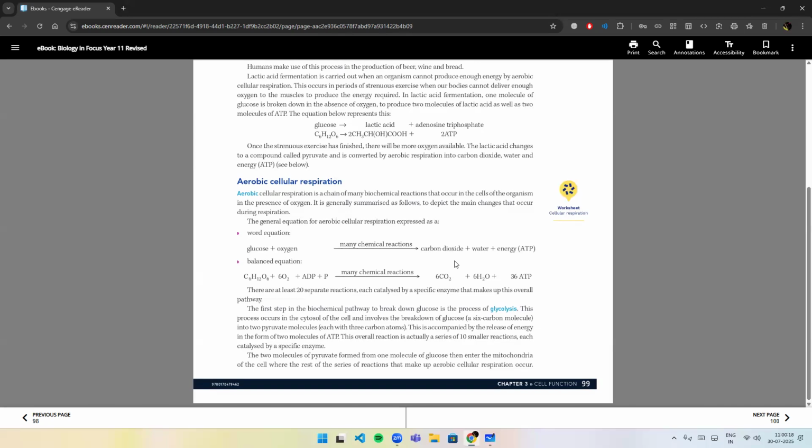The first step in the biochemical pathway to break down glucose is the process of glycolysis. This process occurs in the cytosol of the cell and involves the breakdown of glucose into two pyruvate molecules. This is accompanied by the release of energy in the form of two molecules of ATP. This overall reaction is actually a series of 10 smaller reactions, each catalyzed by a specific enzyme. The two molecules of pyruvate formed from one molecule of glucose then enter the mitochondria of the cell, where the rest of the series of reactions that make up this aerobic cellular respiration occur.